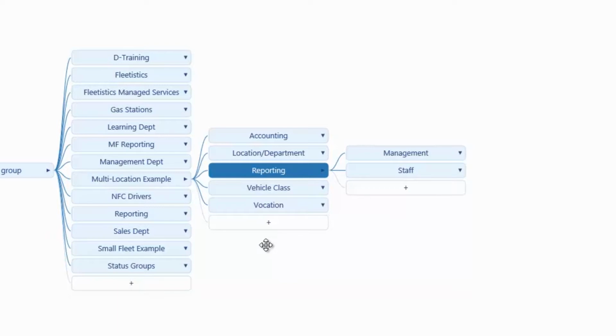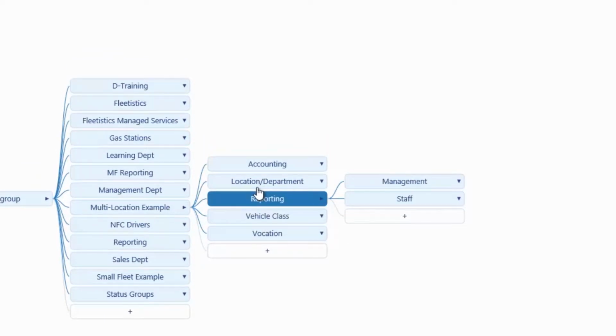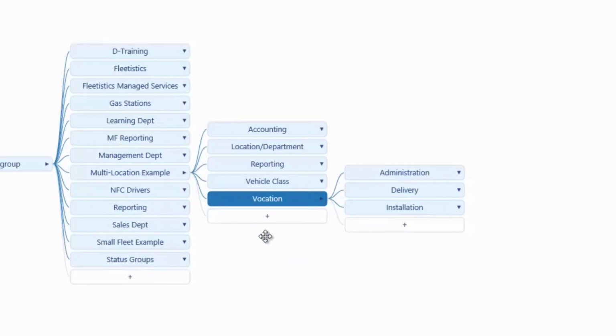For example, within the vehicles group, subgroups for vehicle classes such as light truck, cargo van, and passenger car are created. The report group includes subgroups for the various levels of reporting according to organizational requirements. Examples of these subgroups include management, office department, accounting, and/or human resources. As in the small fleet example, vocation includes vehicle usage such as operations expense and operations revenue.